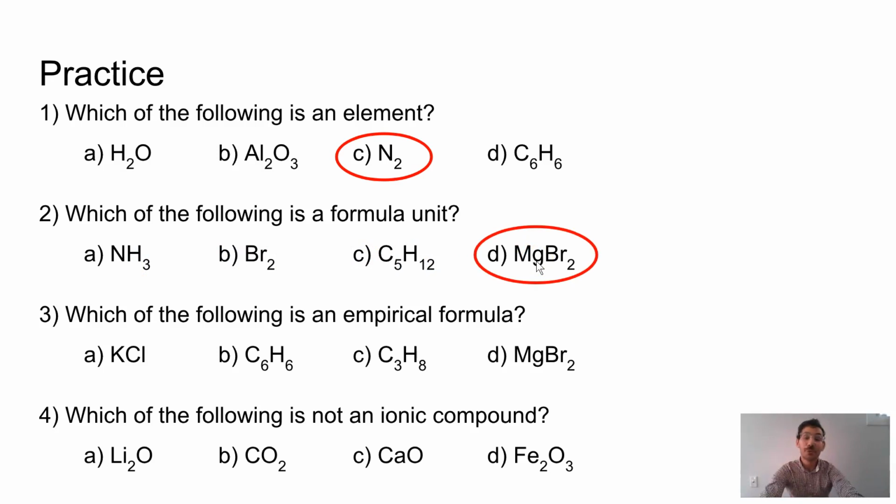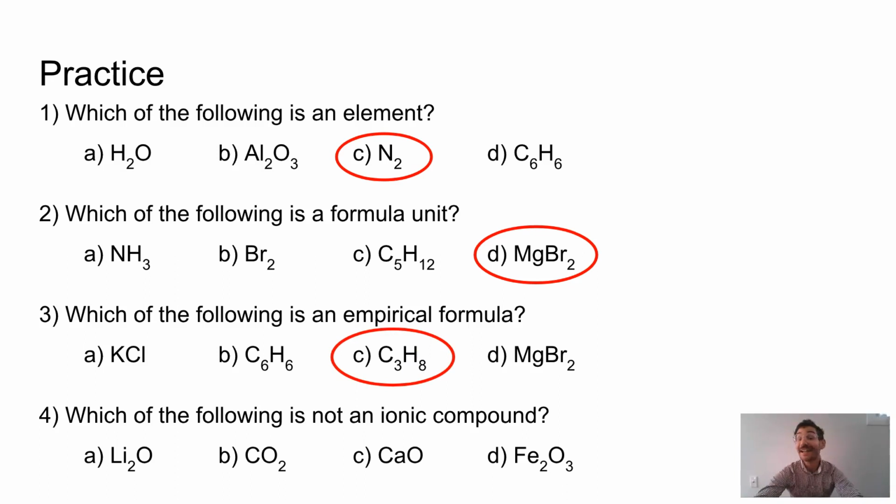Which of these is an empirical formula? Well, remember, an empirical formula cannot be reduced, and it only applies to molecular compounds. These two are ionic, so we're not even going to consider them. This formula can be reduced. This one cannot. I can't divide that 3 down and also this 8 without losing those whole numbers. So this would be our empirical formula.